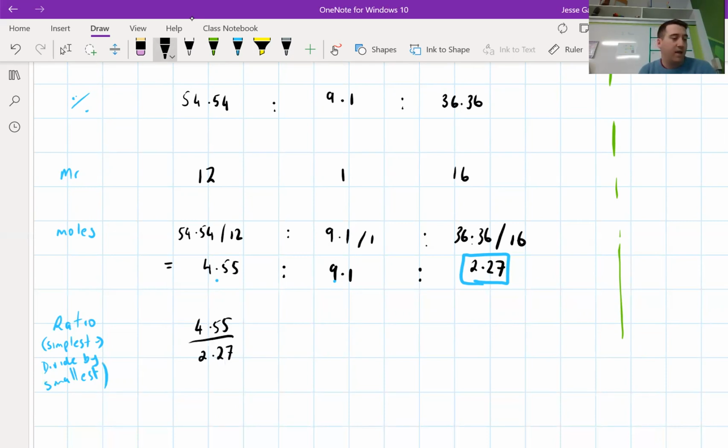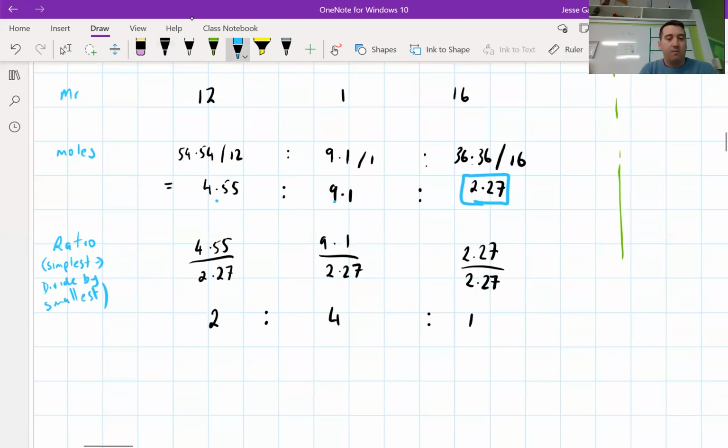We take 4.55 divided by 2.27, and that gives me 2. I'm going to do 9.1 divided by 2.27, and that gives me 4. And I'm going to do 2.27 divided by itself, 2.27, which gives me 1. That's my ratio: 2 is to 4 is to 1.